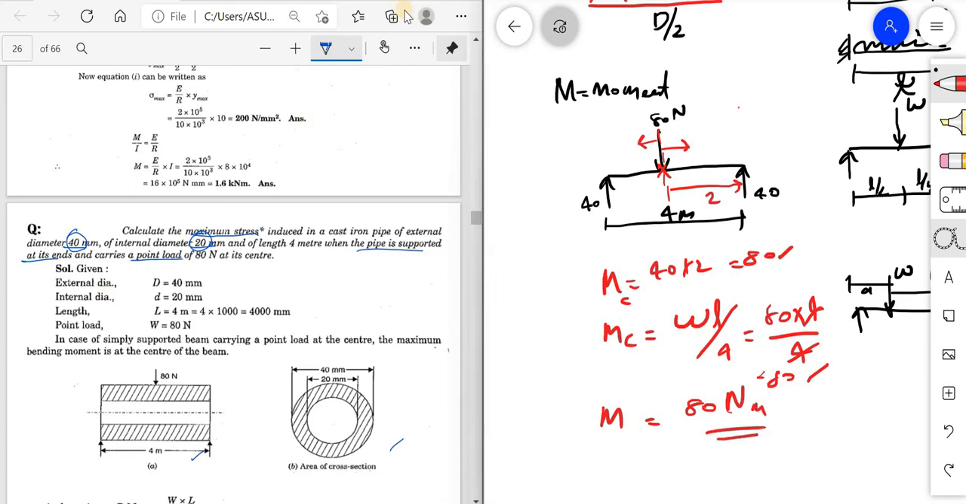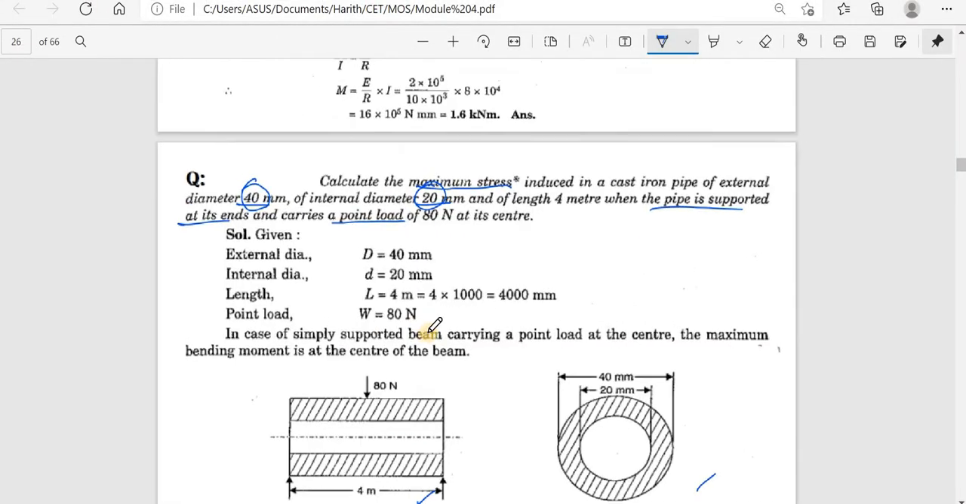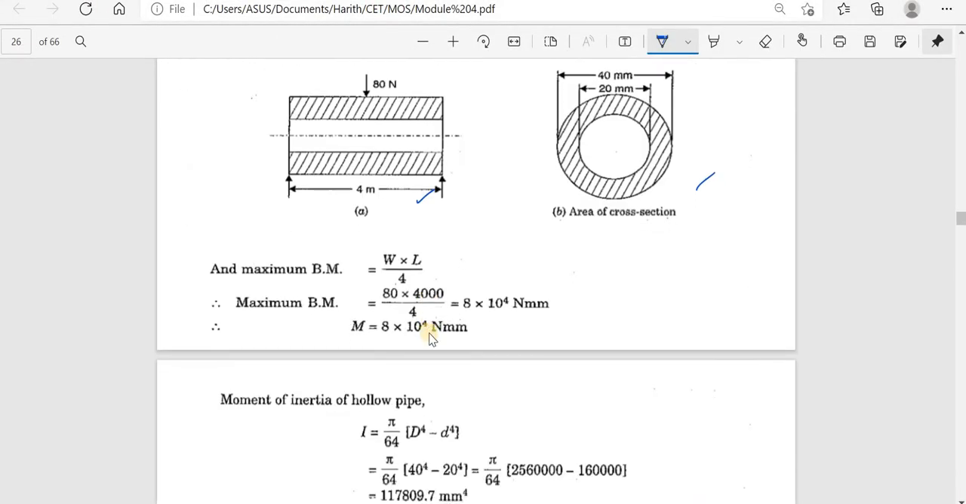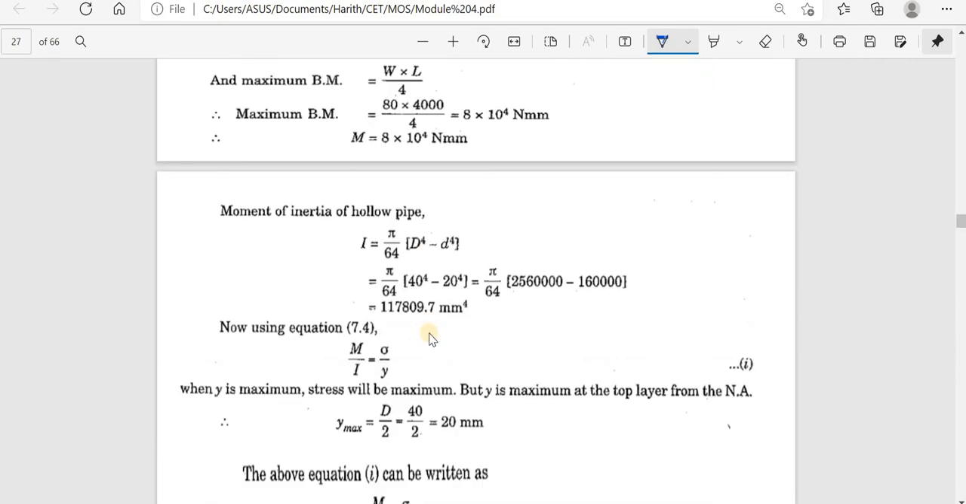Okay. So we have obtained the bending moment, 80 Newton meter. Now, since the value of the I etc. is in millimeter, it is better to convert this Newton meter to Newton millimeter. So 80 Newton meter is converted to Newton millimeter. How? 80 into 10 raised to 3 Newton millimeter, or 8 into 10 raised to 4 Newton millimeter. That is the reason it is written like this.